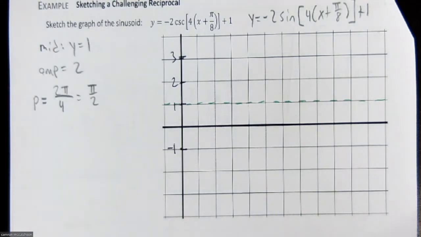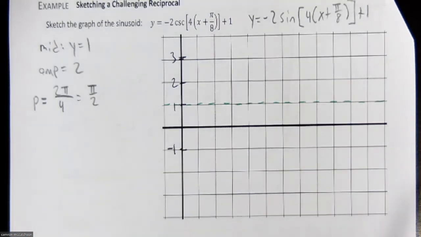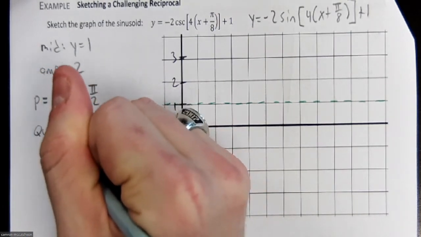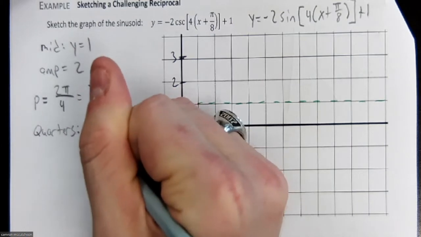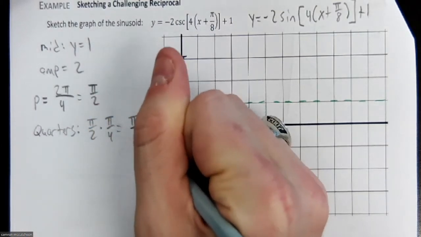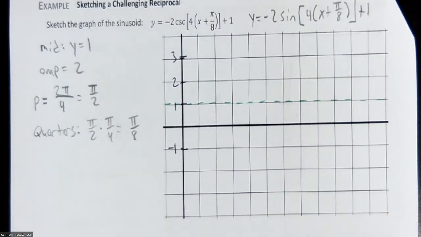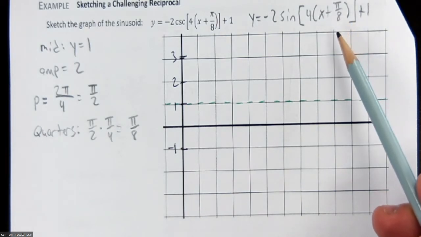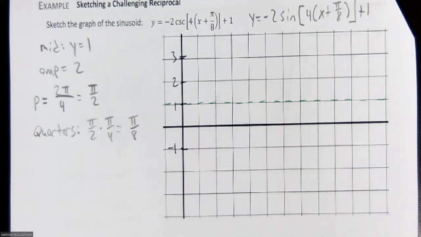Okay, well, since we're talking about a ghost sine, I need to figure out where my quarters go because this is how I'm going to determine the scale of my x-axis. My quarters will take my period length and cut it into fourths. So pi over 2 times 1 over 4, which is pi over 8. My quarters will happen every pi over 8, and guess what? My phase shift is also pi over 8. So they already have a common denominator. Life is good.